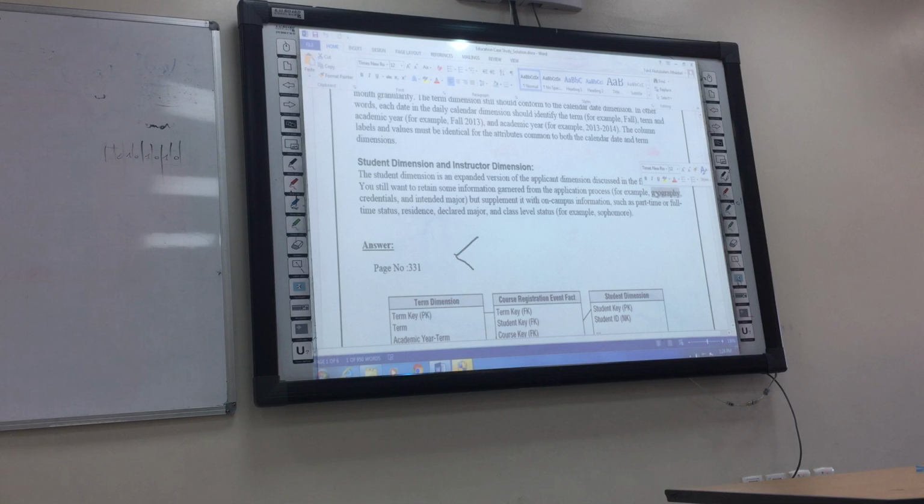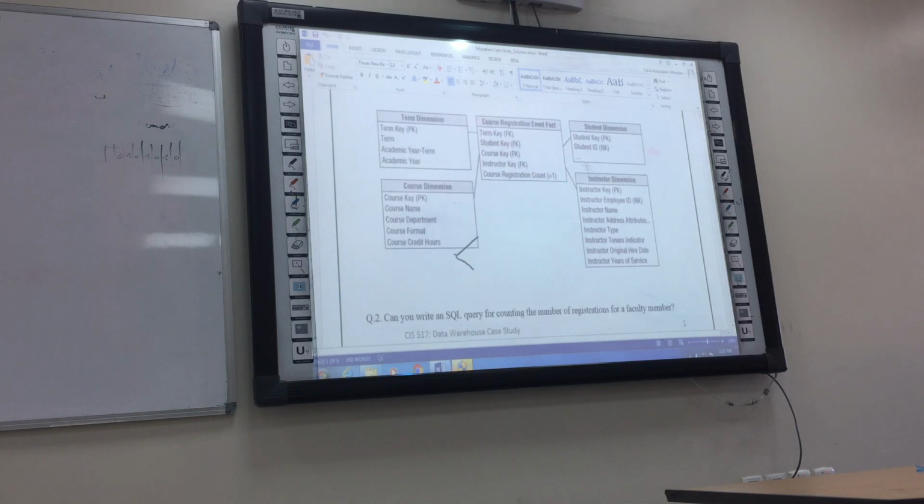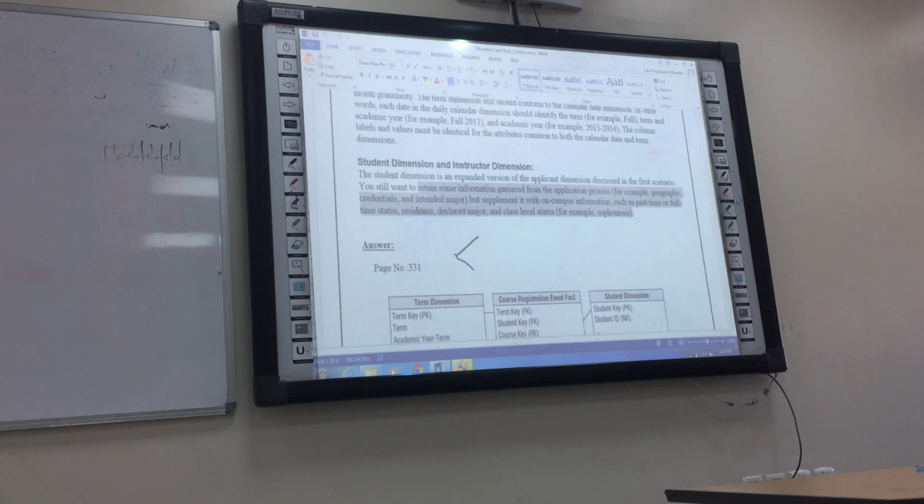Address should be added, yes? Location, is it on campus or outside? Full time. Residence also. Address. Major. Also level. Class level 1 to 5, according to this one. Or it could be level in freshman and so on. Senior, junior, and so on. So you have to add here more attributes that reflect these things.